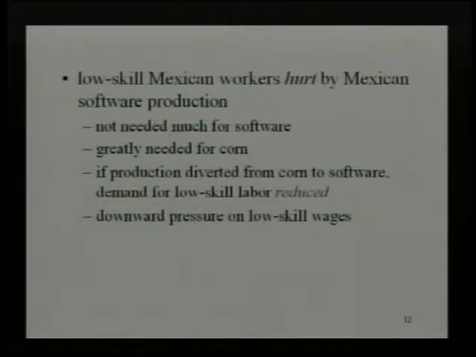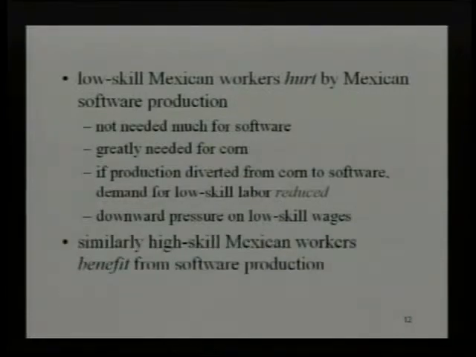And at the same time, the software production raises the demand for high-skilled workers, because software places heavy demands on high-skilled workers. So because Mexico is producing software before globalization occurs, there's going to be upward pressure on high-skilled wages, downward pressure on low-skilled wages. The low-skilled workers are not needed so much. The high-skilled workers are needed a lot.